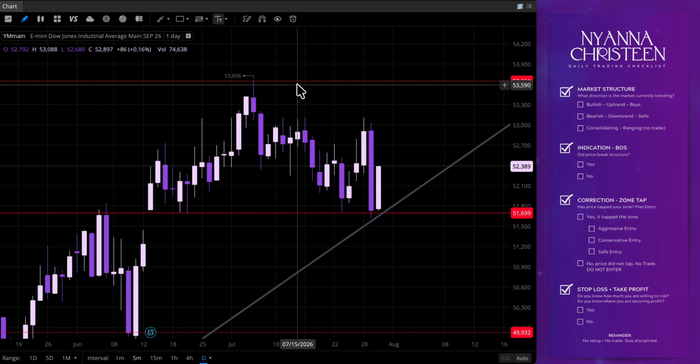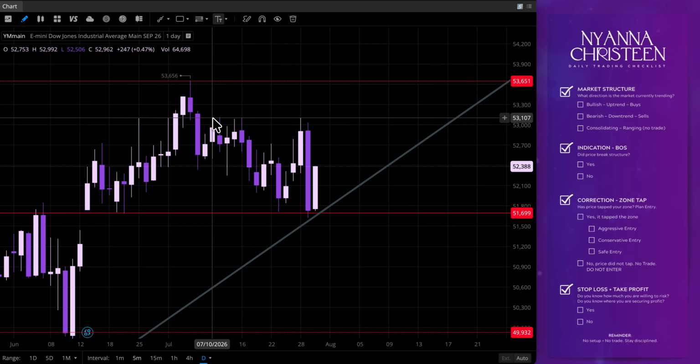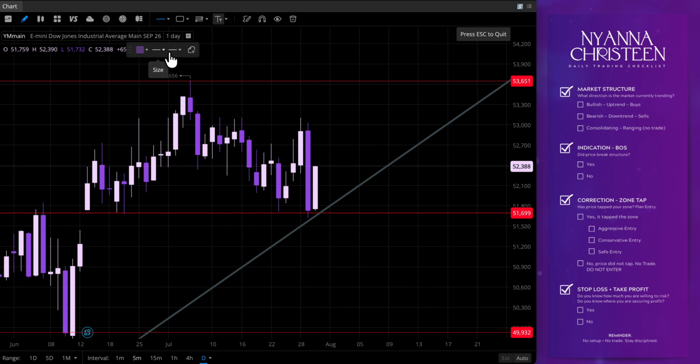This is current. Buyers haven't been able to push price above this ceiling. So I could even put a 1 here. Because look, we have 51,600 or 700 and then 53,600. Buyers haven't been able to push above here.